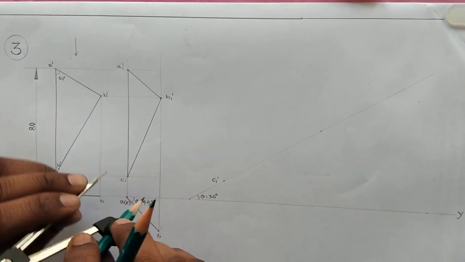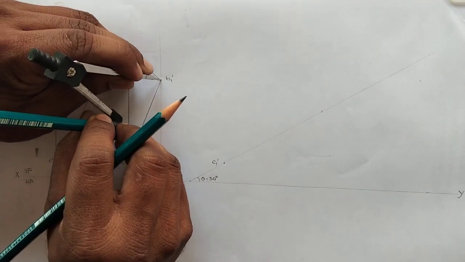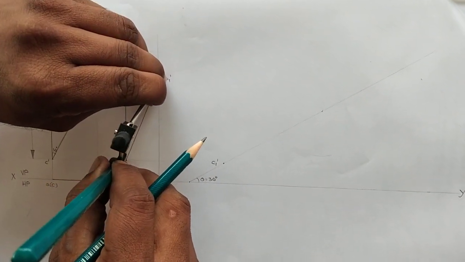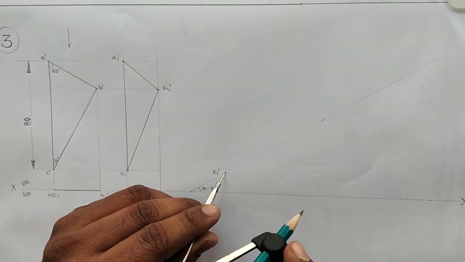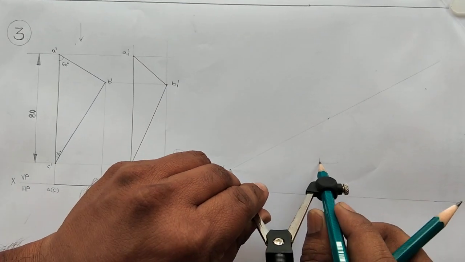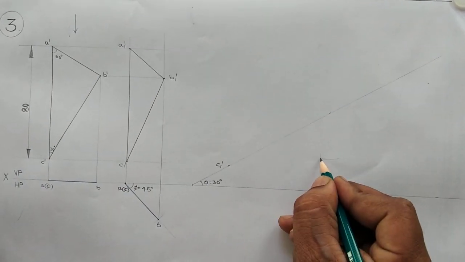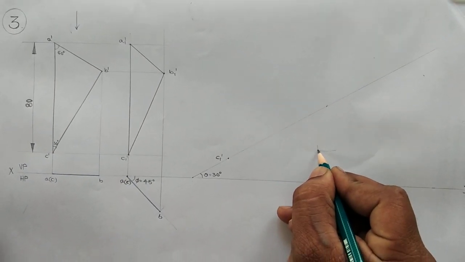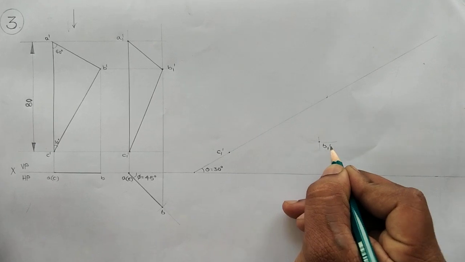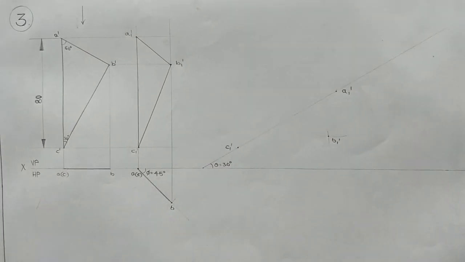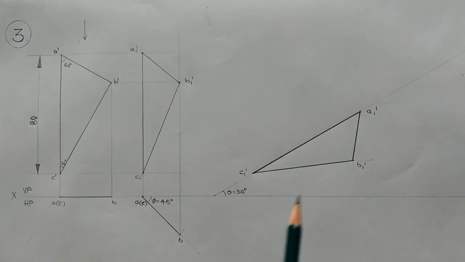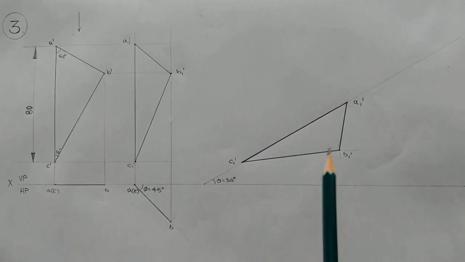And next we can take the B to C dimension as radius. And here we have C, this particular point as center, cut the previous arc. So that intersection of the previous arc and this particular arc, that point becomes B1 dash. And here this is A1 dash. Now join all 3 points with HB pencil. Yes, in this way we can join all the points in the correct sequence with HB pencil.